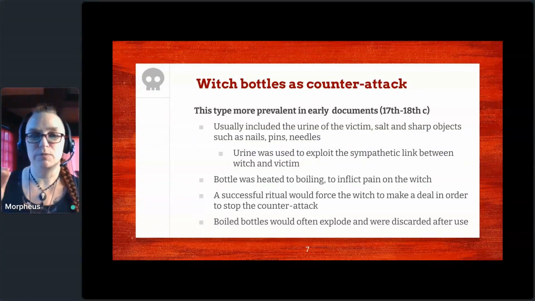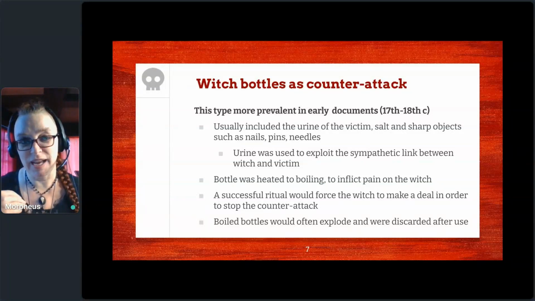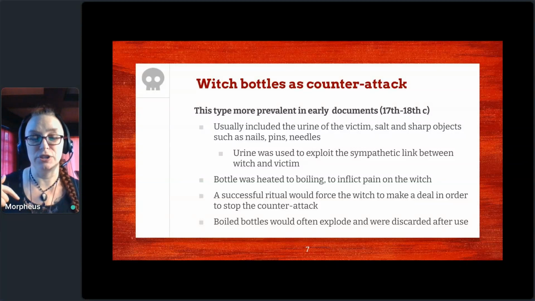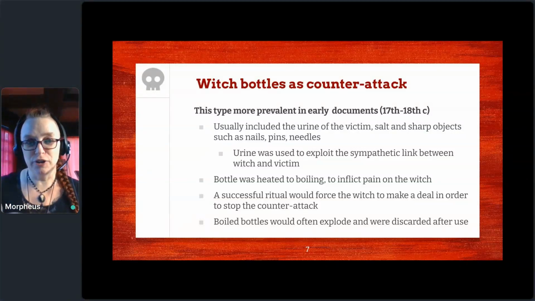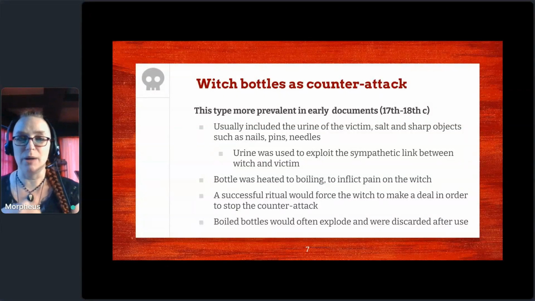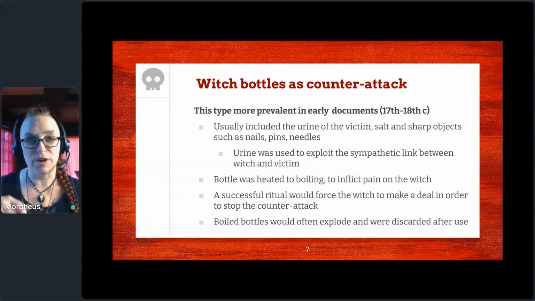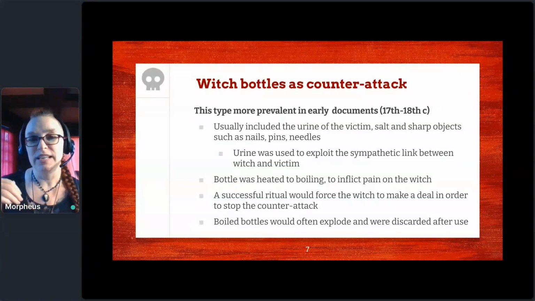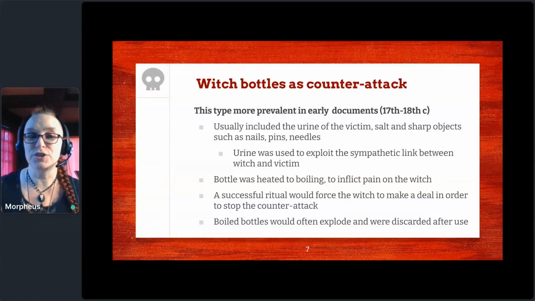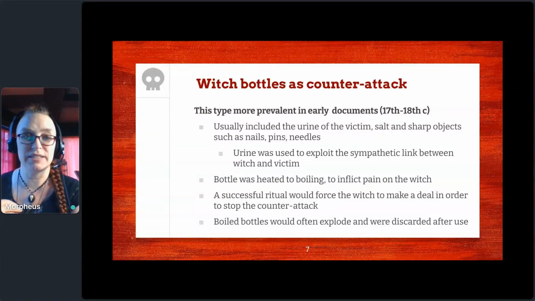The idea is that the victim's urine, from the person who believed they had been cursed, would be used in order to exploit that sympathetic link between the witch and the victim that I mentioned earlier. So you would put your urine in the bottle along with salt and some pins or needles or some kind of sharp objects. And then the bottle was supposed to be heated to boiling, like on a fire. The idea is that this would inflict pain on the witch that had cursed you. And the belief was that a successful ritual would force the witch to come and make a deal in order to stop this counterattack.